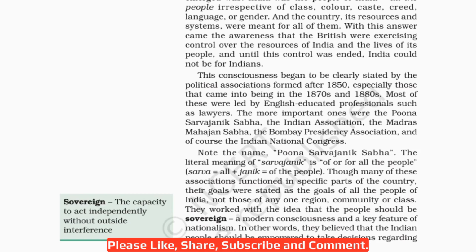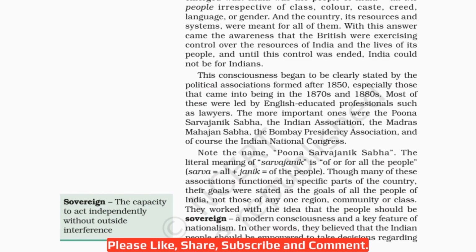They worked with the idea that the people should be sovereign. Sovereign means the capacity to act independently without outside interference. So, they worked with the idea that the people should be sovereign, a modern consciousness, and a key feature of nationalism. So, this is a key feature of nationalism, that the people should be free. In other words, they believed that the Indian people should be empowered to take decisions regarding their affairs.